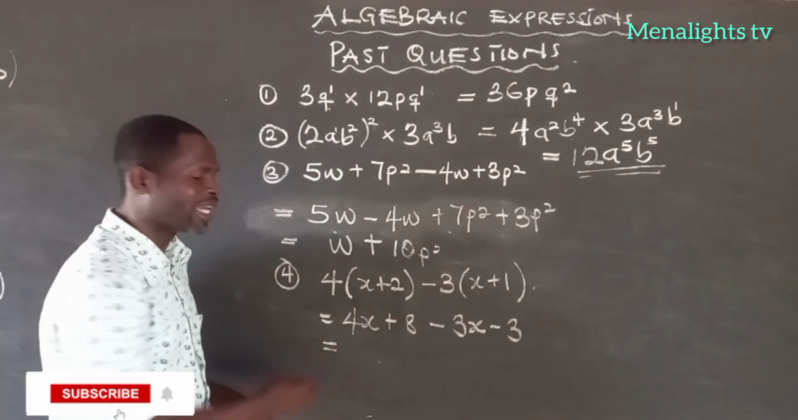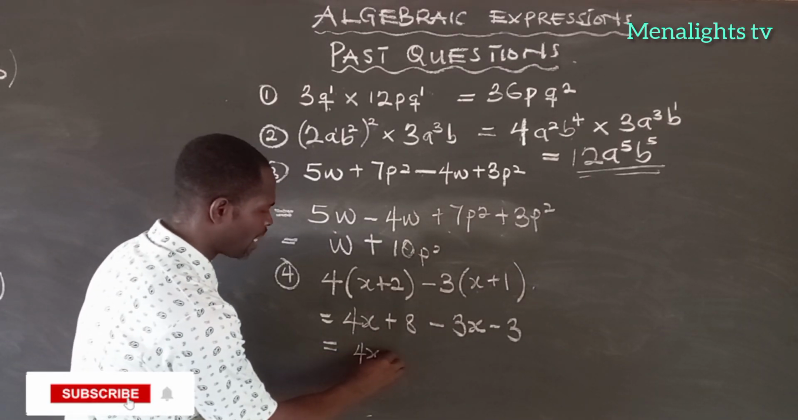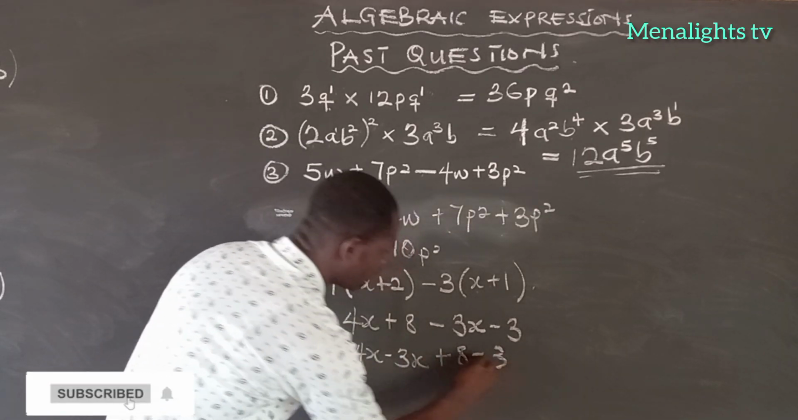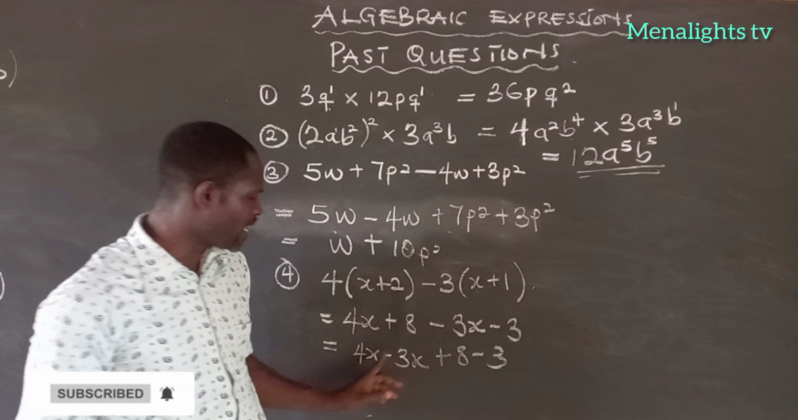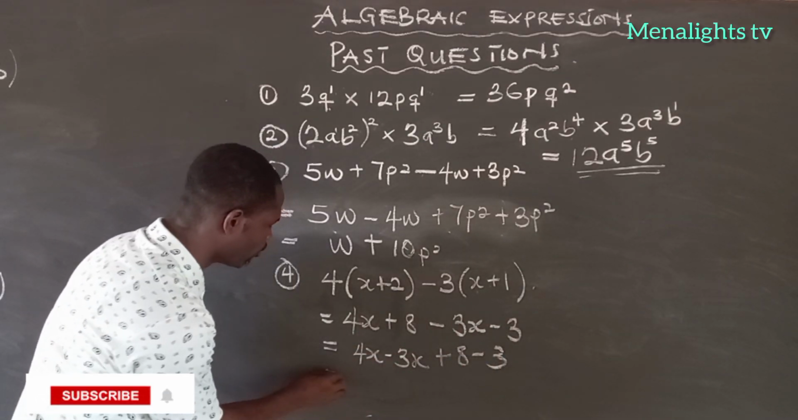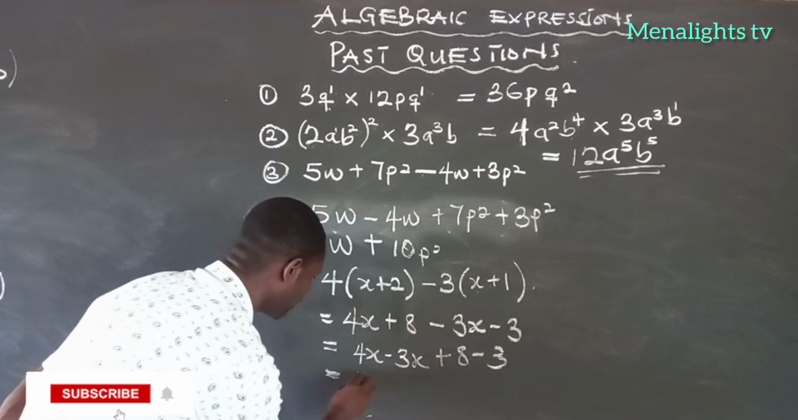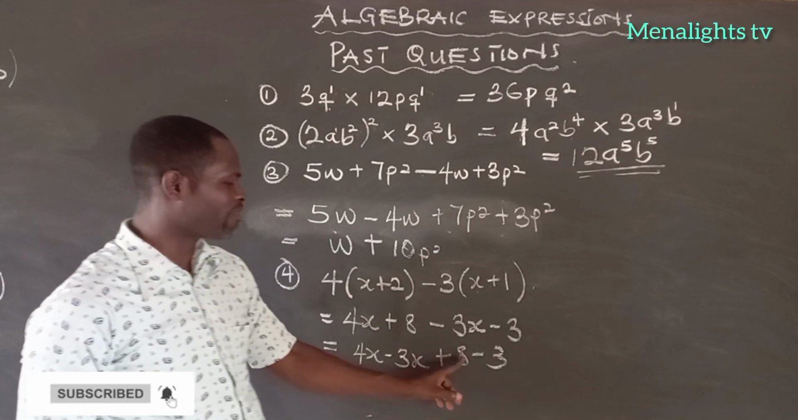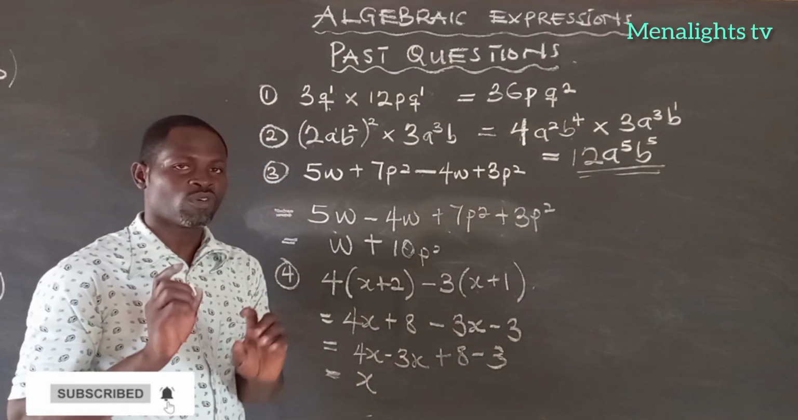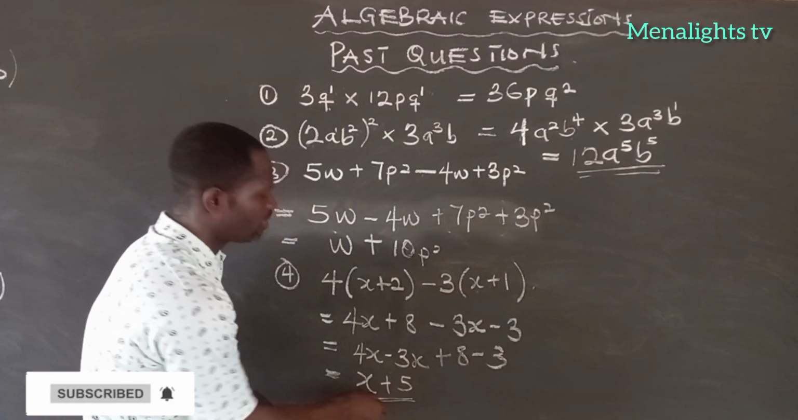So here we can group the like terms together. So we have the 4x minus 3x, then plus 8 minus 3. So we have 4x and we take 3x out, so we are left with only x. Then here we have 8 minus 3. So we are taking 3 from 8, we are left with what? Only 5. So the answer is x plus 5. That will be the final answer here.